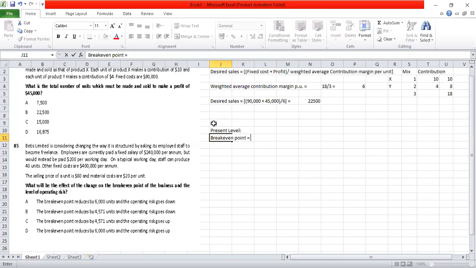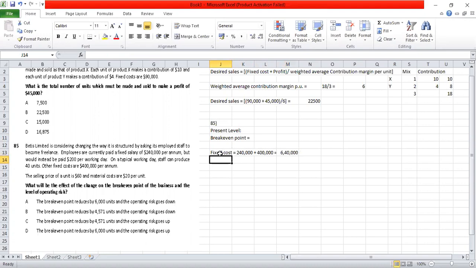How much is fixed cost at the present level? Right now there is a fixed labor cost of 240,000. Apart from that, they are also paying other fixed cost which is 400,000. So this will be equal to 640,000.